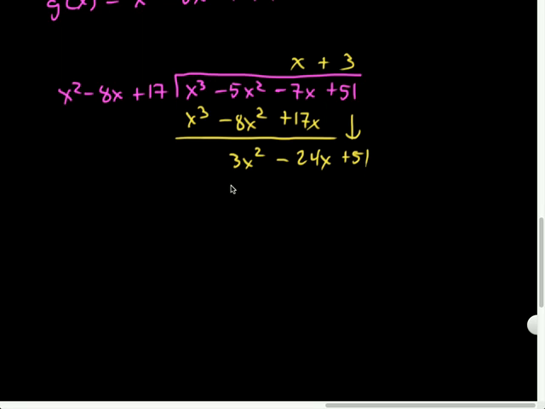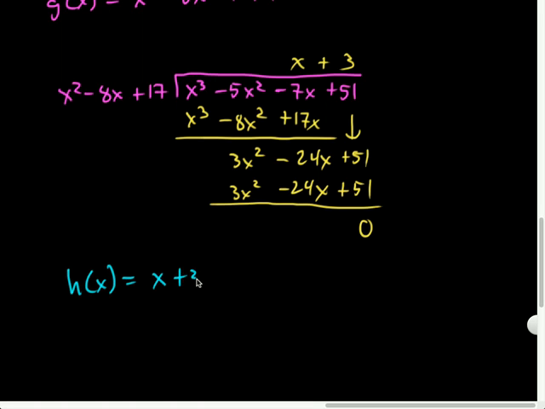Here we go. 3 times x squared is 3x squared. 3 times negative 8x is negative 24x. 3 times 17. I know we want it to be 51, but is it? It is 51. How wonderful. Subtract that, and it equals 0. So that means h of x, my other depressed polynomial, is just x plus 3. All right? No guarantees this will always be linear. For instance, if I started off with a quartic, this would have been a quadratic or something like that. But here we go.